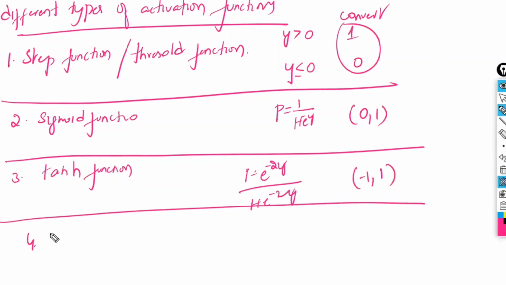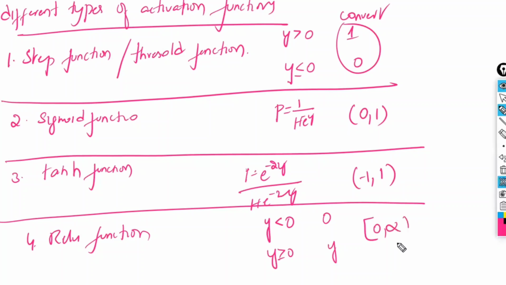Next, the fourth one is called the ReLU function, where ReLU is going to handle negative values. If the y value is less than 0, it is converting to 0. If the y value is greater than or equal to 0, it is going to consider the same value. So the range is from 0 to any y value, so it is infinite. So this is the range of ReLU.